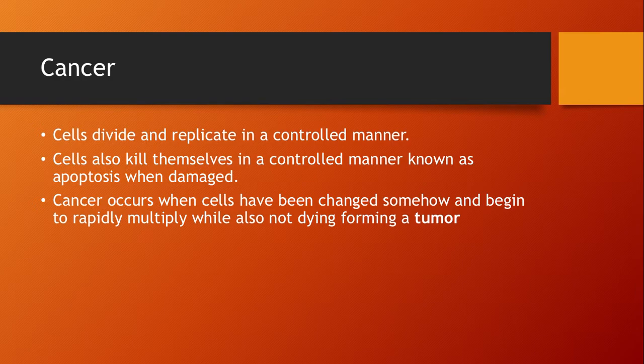Now we're going to go into cancer, and we're going to talk about what cancer is and how to target cancers. Okay, so cells divide and replicate in a controlled manner. Cells will also kill themselves in a controlled manner known as apoptosis when damaged. Well, when you have cancer, this occurs when cells have been changed somehow and begin to rapidly multiply while also not dying, thereby forming a tumor.